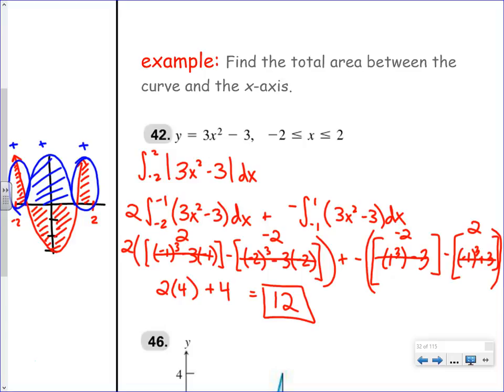Why are you adding them? Because it was a negative minus a negative. It's negative 2 minus 2 is negative 4, but it had a minus in front, so minus a negative will be a positive. What's up? No, I mean, why are you adding the integrals?